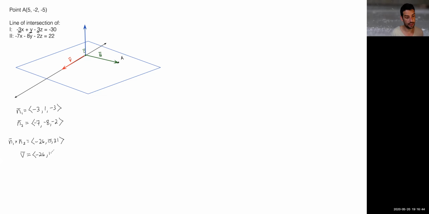But in any event, this is what we're going to call V: -26, 15, 31. That's a piece of information I'm going to want later. I'm going to give it a nice little box so I don't have to sift through my work later and can just hold on to that. Okay, so we've got one vector in the plane. Now I need the point B.